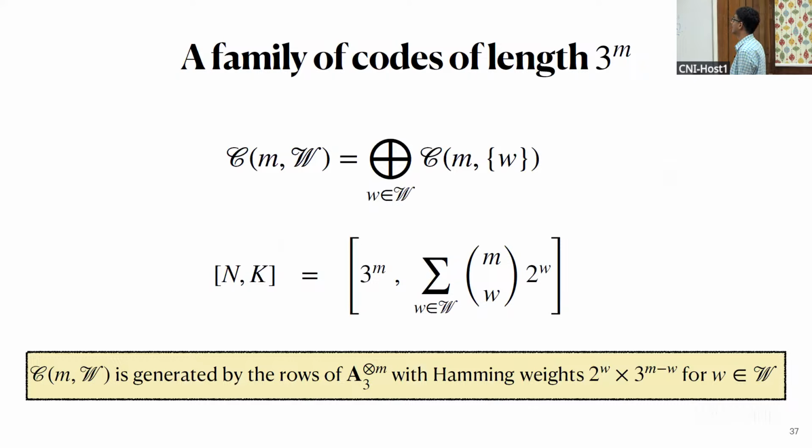So this is a direct sum, for an arbitrary W, of these singleton small w's. This is a block length, and this is a combinatorial sum which you can easily write. And there is a very specific characterization. So this code for m and capital W is generated by the rows from A3 Kronecker with itself m times with these specific Hamming weights, where the small w comes from capital W.